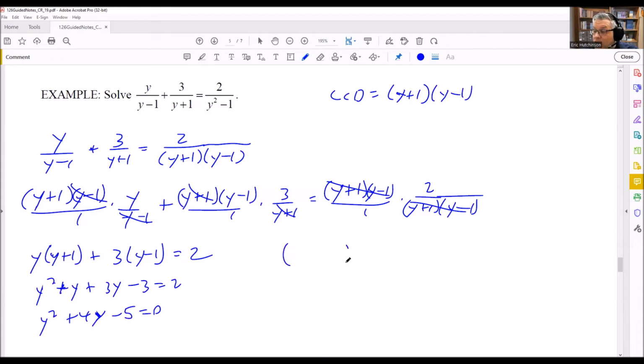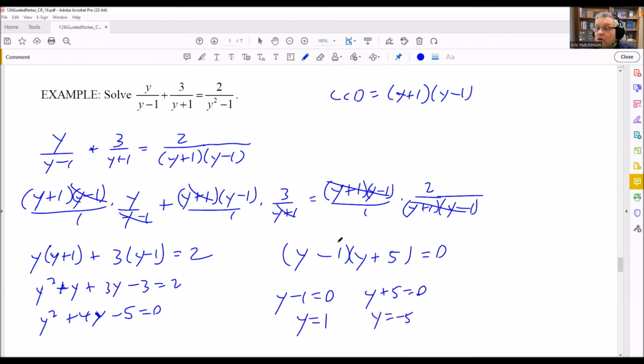Now we want to factor this. We're looking for two numbers that multiply to be 5 and add to be 4. It's only going to be 1 and 5. We want the middle term to be positive, so we'll put the positive next to the larger number. So we have 5 minus 1, which does give us positive 4, and negative 1 times 5 gives us negative 5. We now just want to set both of these equal to 0, and we get y equals 1 and y equals negative 5.